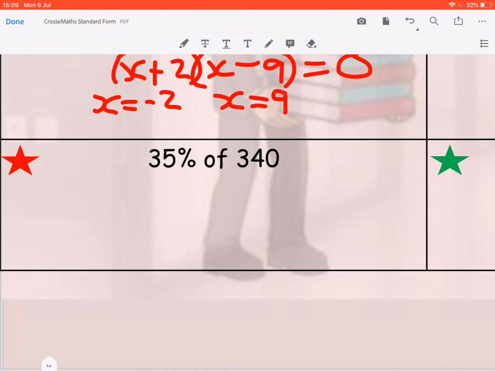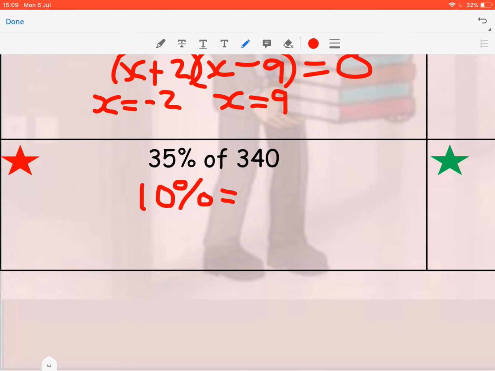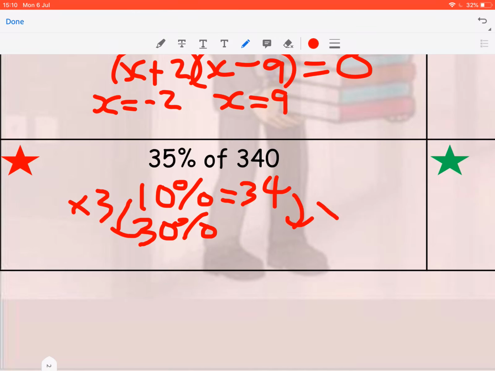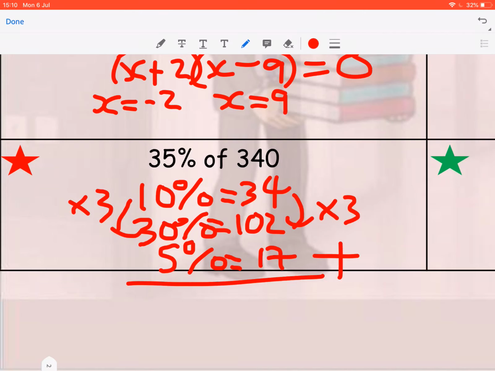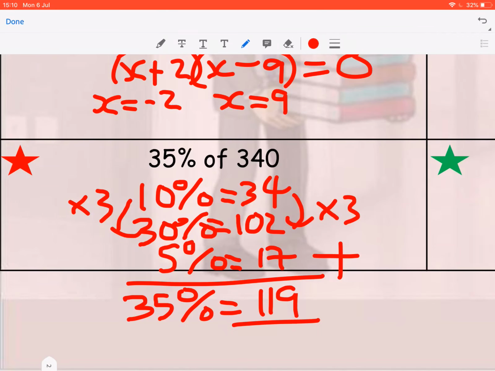35% of 340. 10% gives you 34. 30% would be 3 lots of that. 3 lots of 34 is 102. And then 5%, which would be half of 10%, is 17. If you add 102 and 17, you get 35%. 35% would be 119.